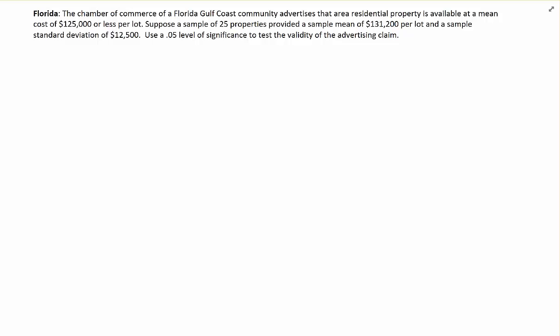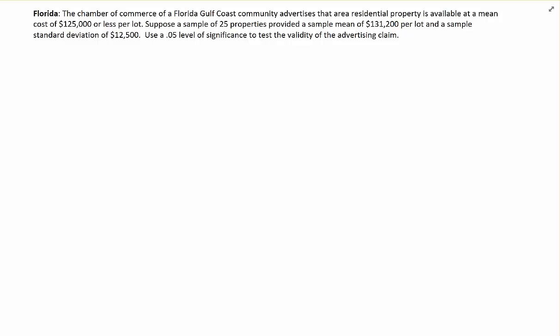The Chamber of Commerce of a Florida Gulf community advertises that area residential property is available at a mean cost of $125,000 or less per lot. Suppose a sample of 25 properties provided a sample mean of $131,200 per lot and a sample standard deviation of $12,500. Use a 0.05 level of significance to test the validity of the advertiser's claim.